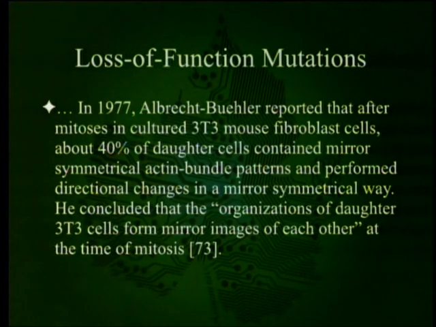In 1977, Albrecht-Buehler reported that after mitosis in cultured 3T3 mouse fibroblast cells, about 40% of daughter cells contained mirror symmetrical actin bundle patterns and performed directional changes in a mirror symmetrical way. So they're dividing and they basically make themselves mirror images of each other. He concluded that the, quote, organizations of daughter 3T3 cells form mirror images of each other, end quote, at the time of mitosis.